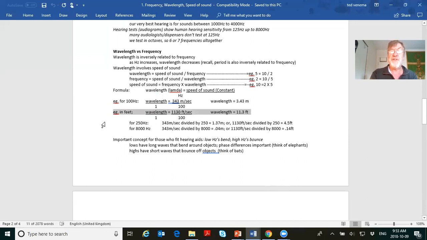And then for 250, 343 meters per second. If you did 343 or 340, doesn't matter to me. 343 is exactly at 20 degrees Celsius. And you're wondering what the heck is that? Well, multiply by 2 and add 30. You'll get Fahrenheit. 20 degrees is a nice end of spring day, early summer day for Canada.